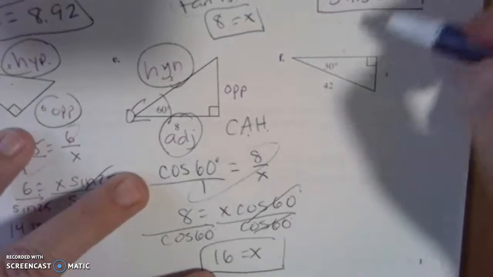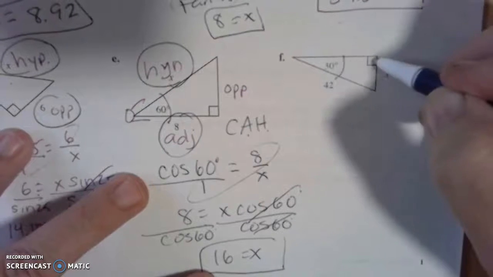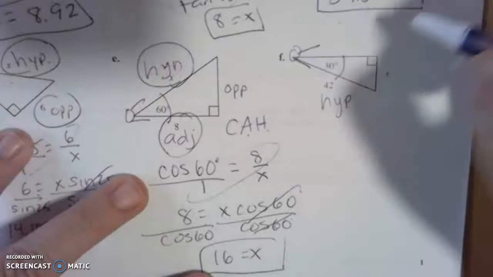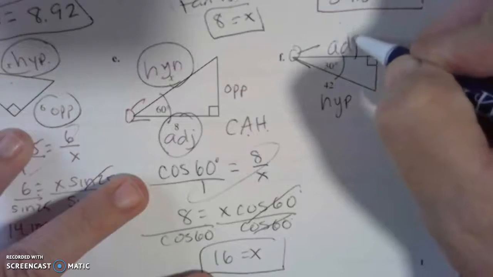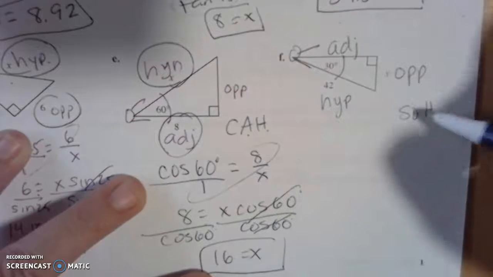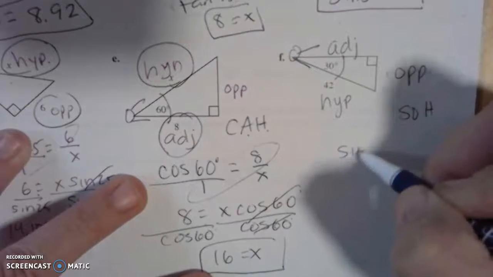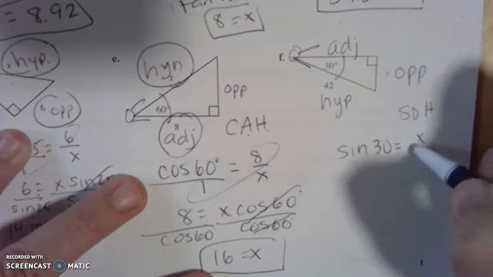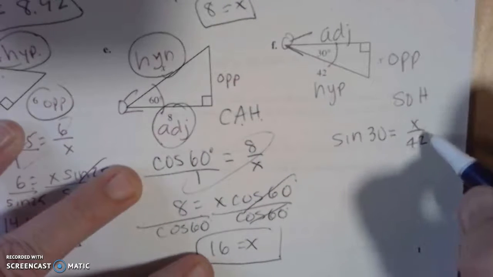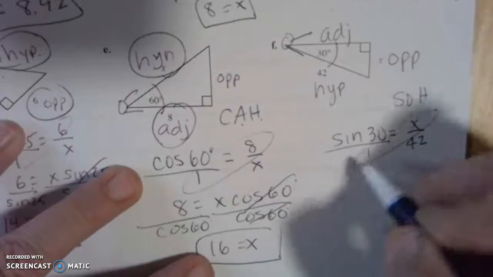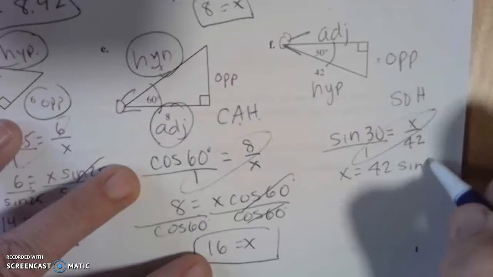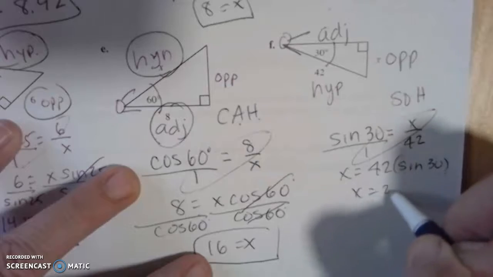And my next one, my reference angle, this is my hypotenuse. Okay, so I'm standing here, my arms touch here, hypotenuse and adjacent, which means this one is opposite. SOHCAHTOA, opposite over hypotenuse. So we know sine of 30 equals x over 42. And make this over 1. We're going to get x equals 42 times sine of 30, and you're going to get x equals 21.